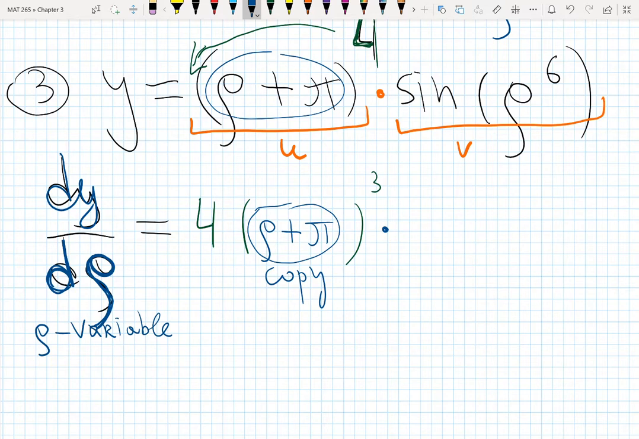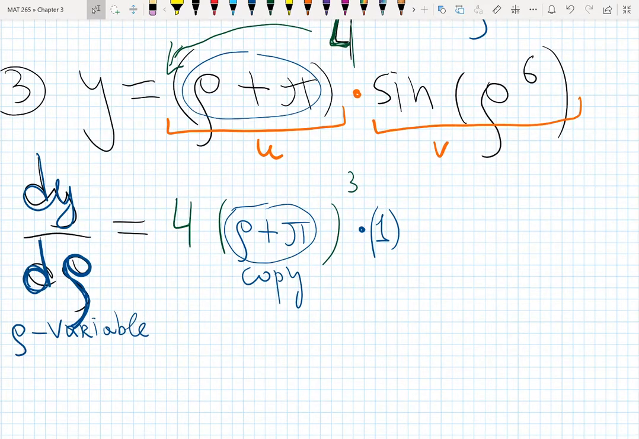So derivative of rho is 1. Do you all agree on this? It's like x. Derivative of x is 1. So rho plus pi gives you 1 plus 0. Exactly. I'll write down 1. When you get advanced, you don't even write it down anymore. Make sense? Now, this is only the derivative of u, the first function.